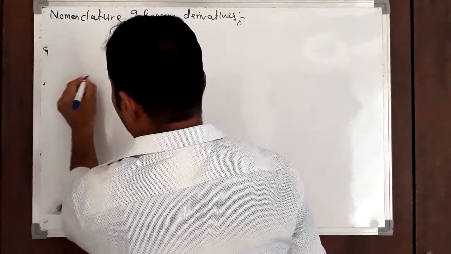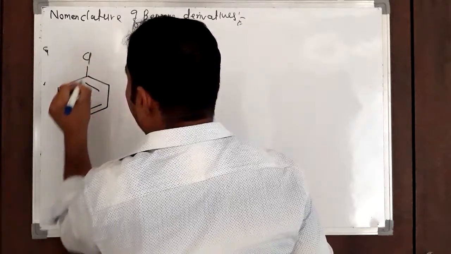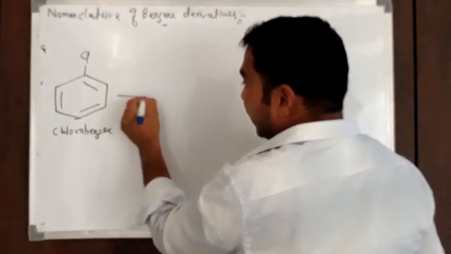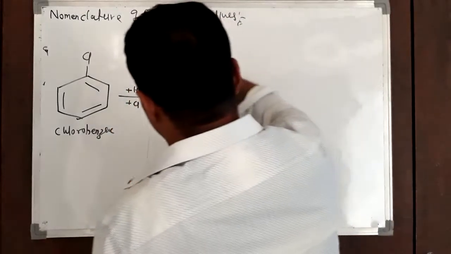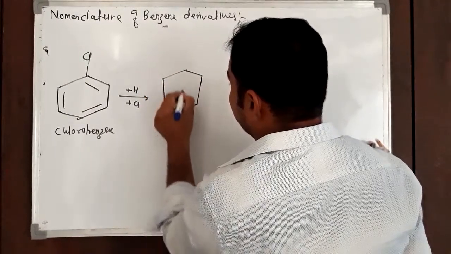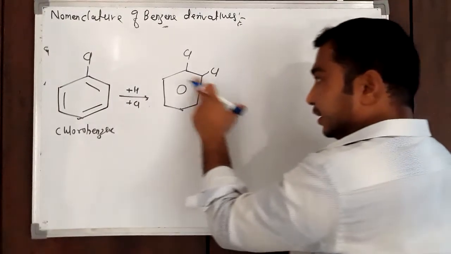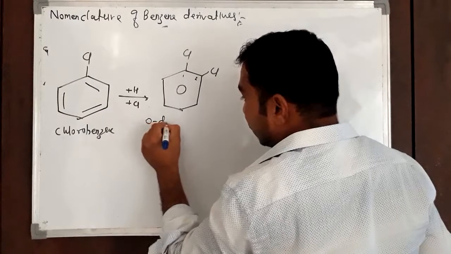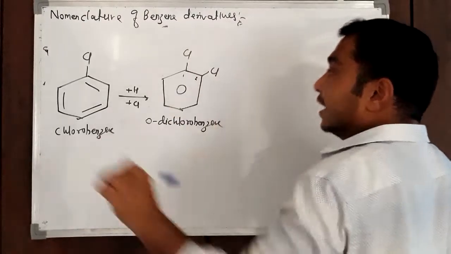Suppose chlorobenzene. Consider chlorobenzene. Chlorobenzene is a monosubstituted benzene. If I am going to replace one hydrogen atom by another chlorine atom, then how many types of compound are obtained, that we will see. One is this. If we attach the next chlorine at ortho position, either here or here, same thing, then this is called O dichlorobenzene. O stands for ortho.